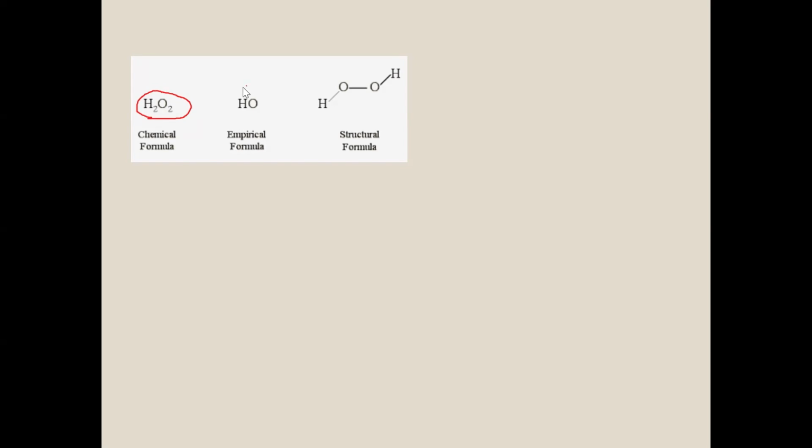The empirical formula is the simplest ratio of atoms in that compound. So here we can divide by 2 to see the simplest ratio. So we don't write hydrogen peroxide like that, but this is the ratio of each atom in that compound. And this is the structure. As you can see, the bonding between the elements. Okay.